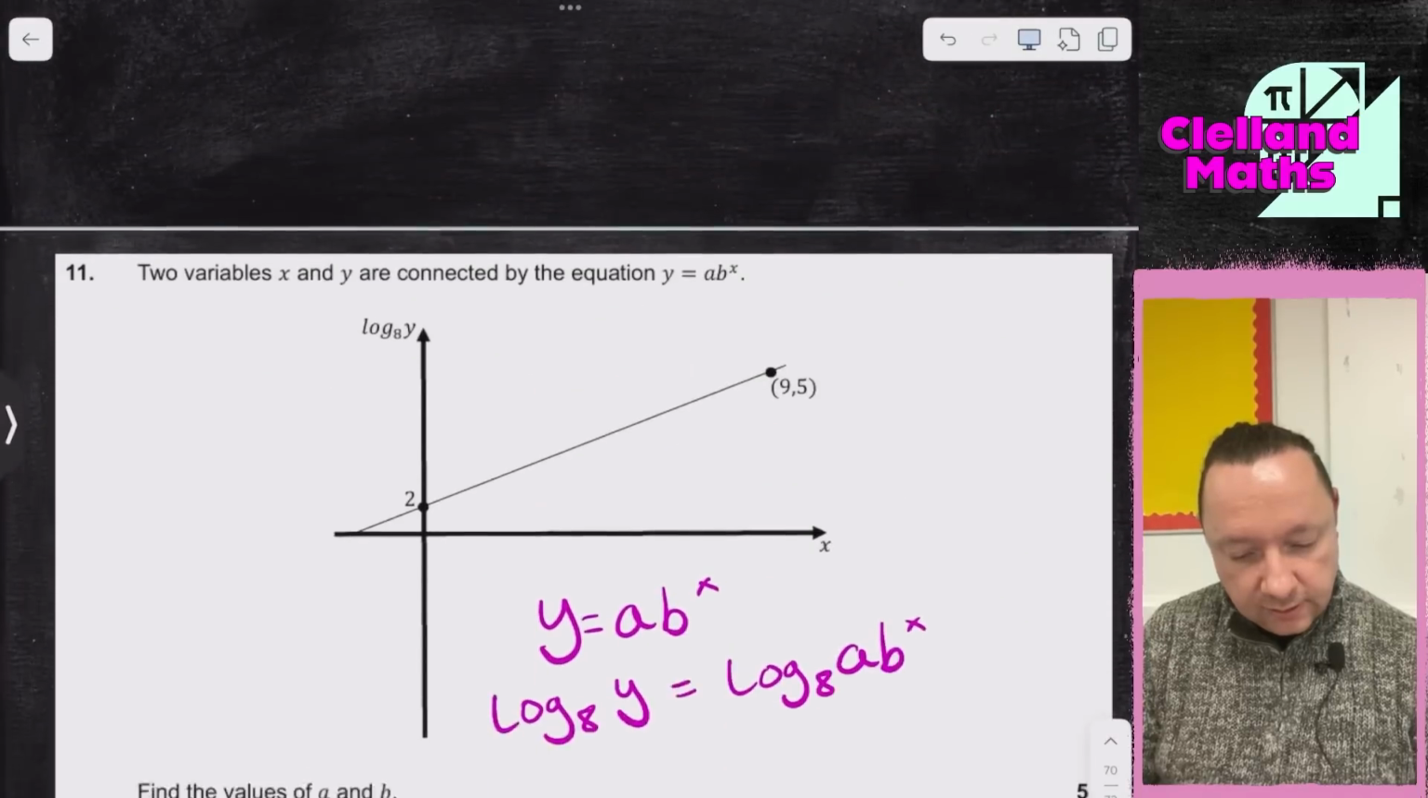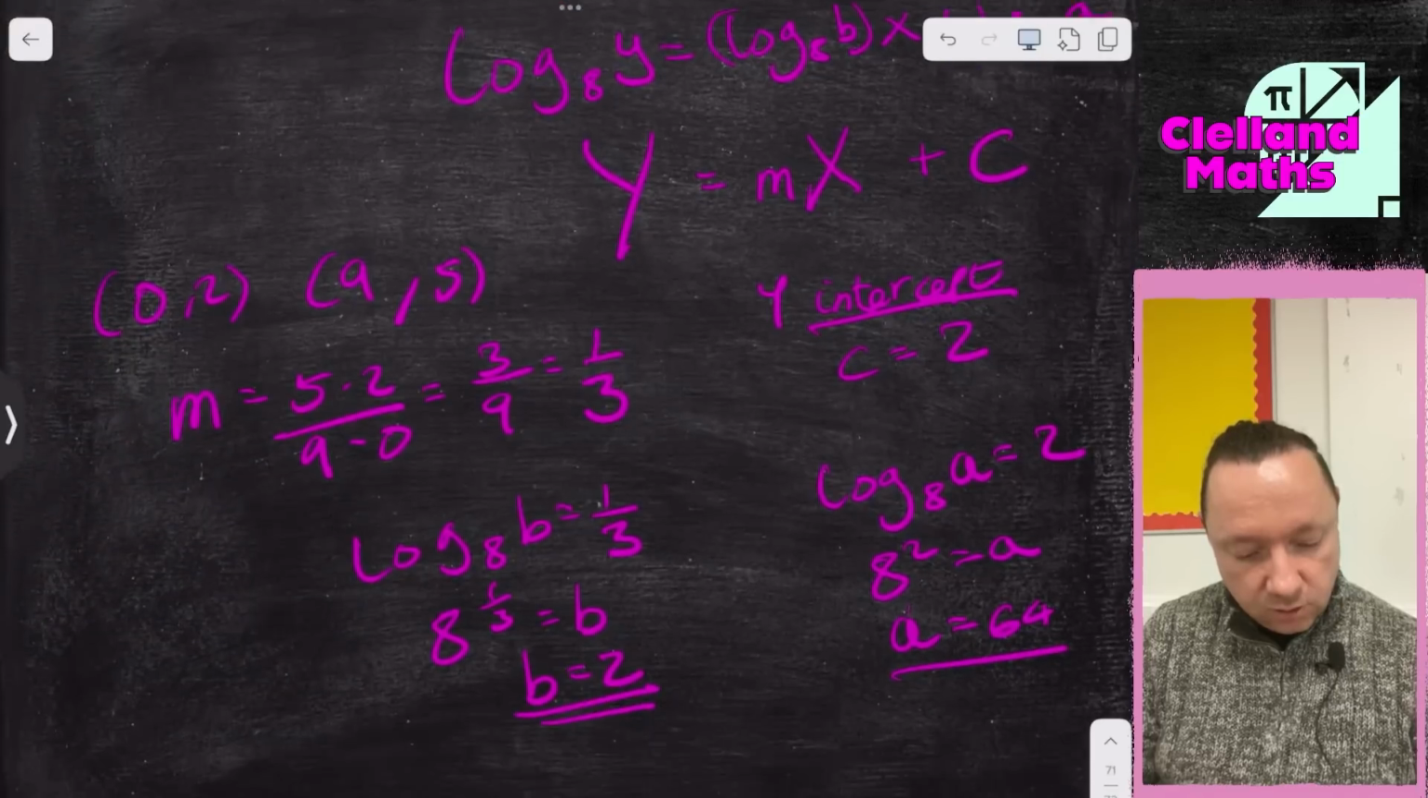And what do we want to write it as? Find the values of a and b. Well, I've done that, so I'm done there.